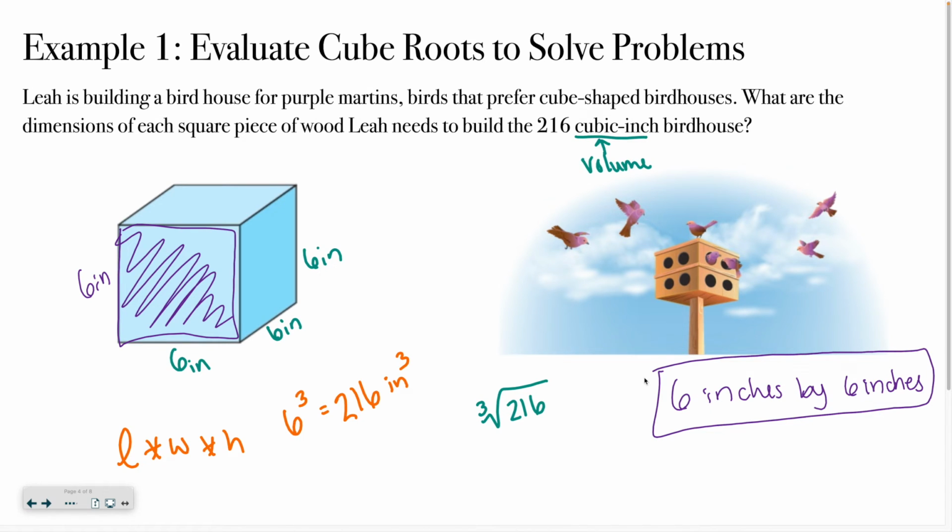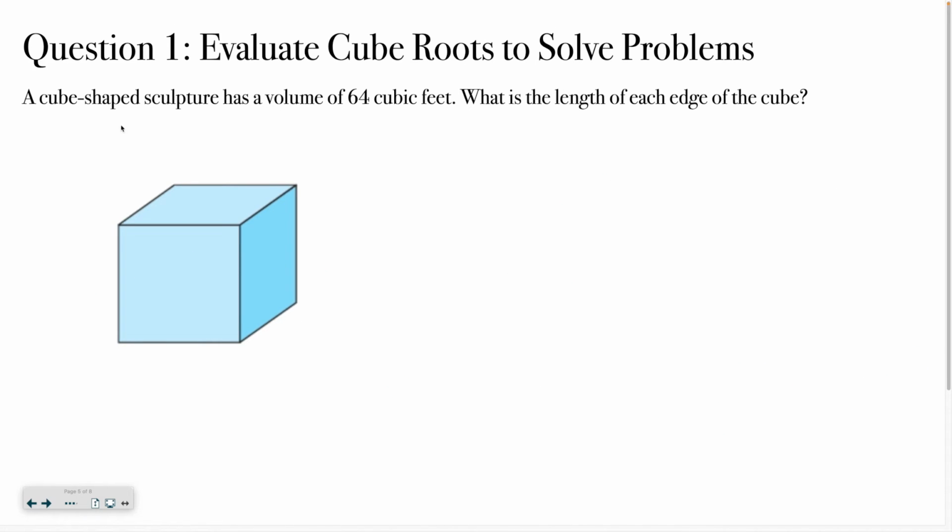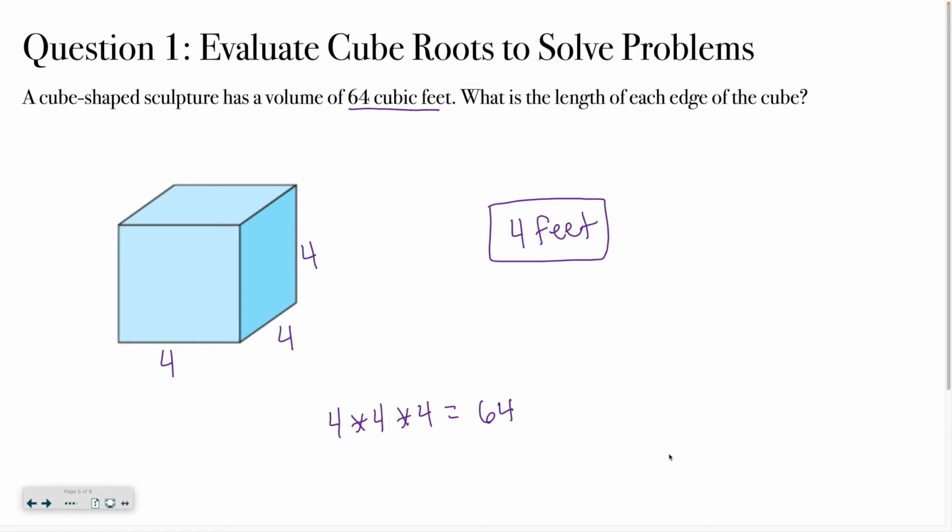All right, let's move on to the next one. We have a cube-shaped sculpture that has a volume of 64 cubic feet. What is the length of each edge of the cube? If you need to, go back in the video to take a look and find that 64. Go for it. Good luck.